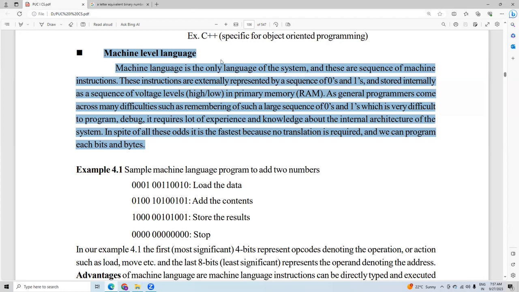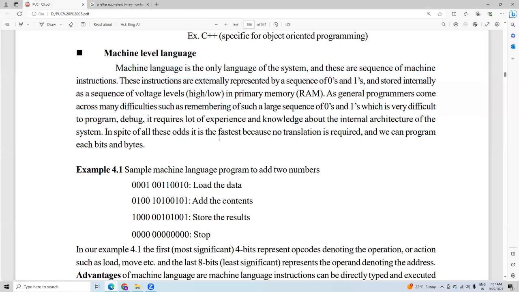That is why, in spite of all these disadvantages of machine level language, one point you remember: this is the only language which will be understood by the computer directly. Hence, even though all these problems are there, this is the fastest language which can be understood by the computer, because translation is not required. You are communicating with the computer directly in the mother tongue of the computer. So we can program each bit and byte. But one more problem is there.